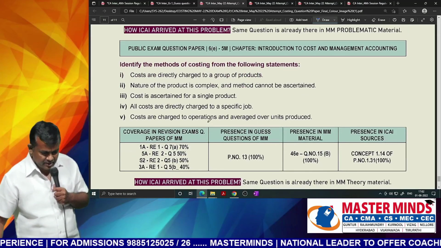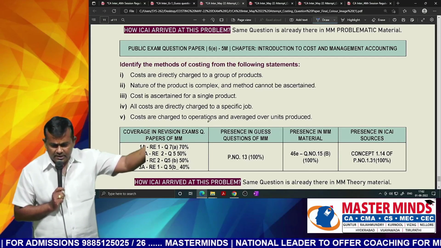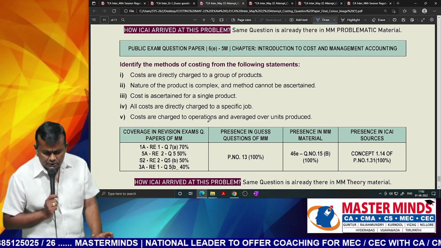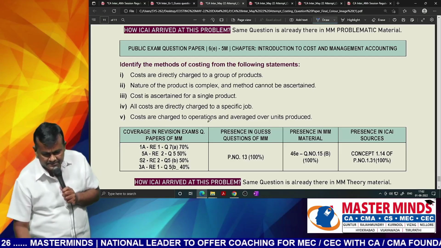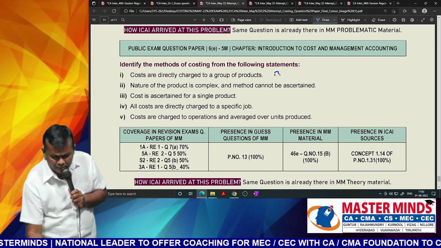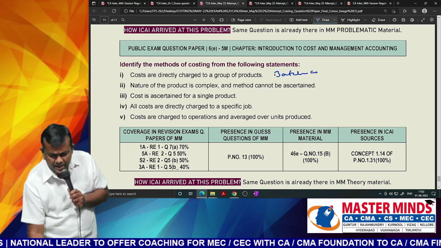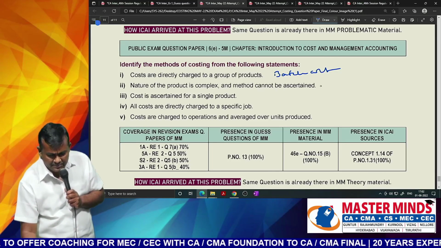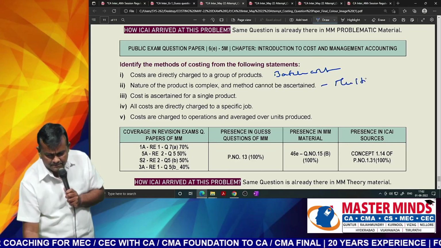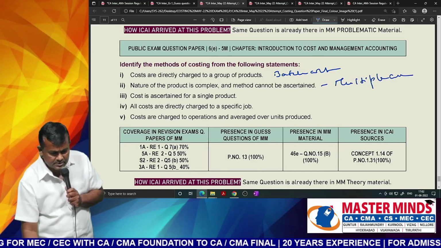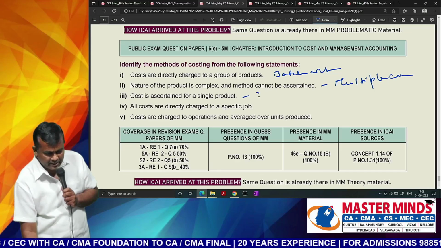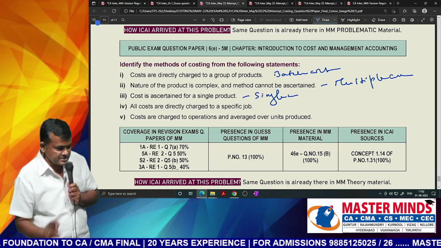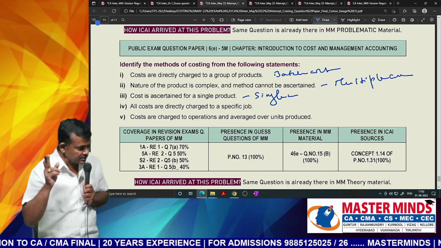Identify the methods of costing from the following statements. Already discussed in introduction, sir. Costs are directly charged to a group of products. That cost ascertaining program is called batch costing. Next, nature of the product is complex and cost cannot be ascertained: multiple costing. Cost is ascertained for a single product: single costing or unit costing or output costing.